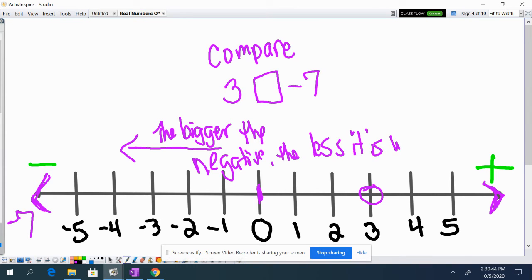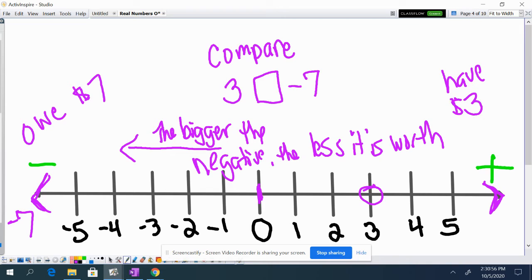So we're thinking about money. You can owe $7. You can have $3. So if you owe $7, you have to get to the 7 before you can get to 3. So we're going to say that 3 is bigger than -7.